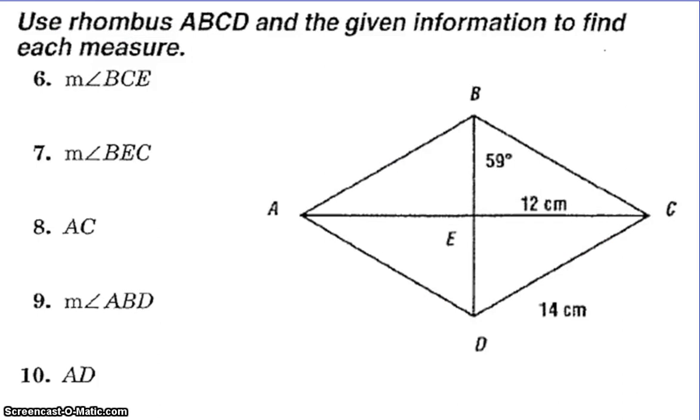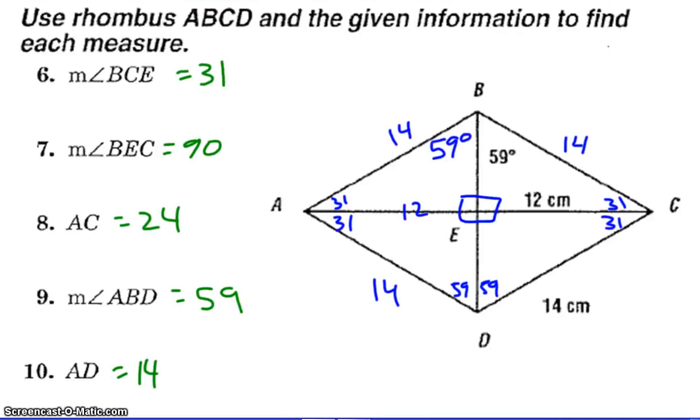Go ahead and take a minute and finish 6 through 10 here, also dealing with a rhombus. So I get my answers up here as shown, and this is by knowing that the diagonals are perpendicular bisectors. I also know that the diagonals bisect the opposite angles, and that all sides are congruent.